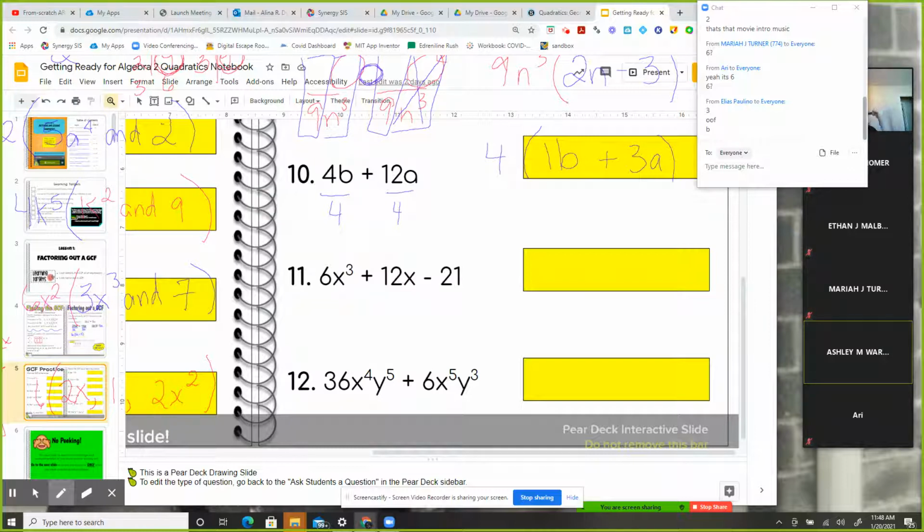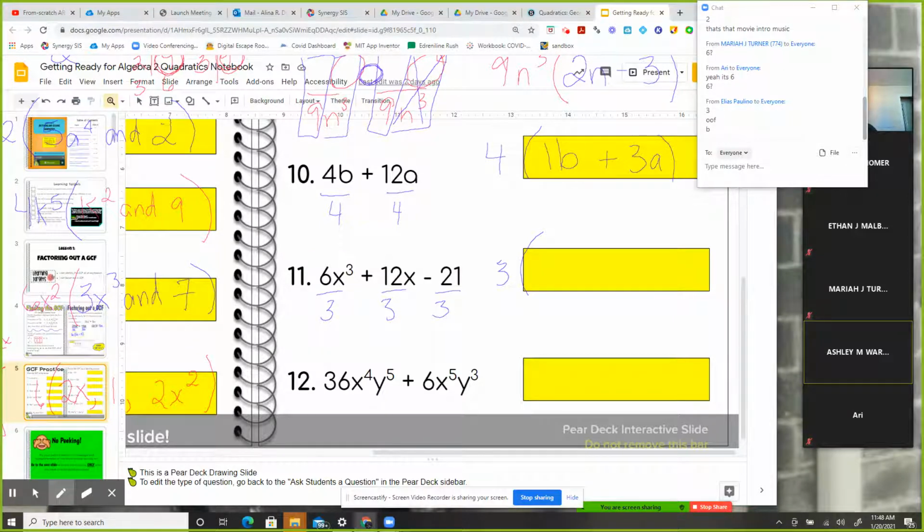What can I divide 6x cubed, 12x, and 21 by? 3, right? 3, absolutely. Sometimes it's tempting to try to do the 6, but 6 does not go into 21, so you got to back up to 3. Are there any common variables in all 3 of those terms? We have an x cubed and an x and then no x. No. There is not. So 3 is our greatest common factor.